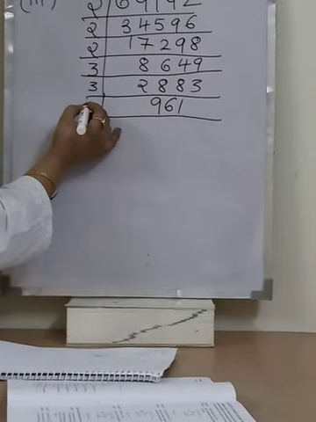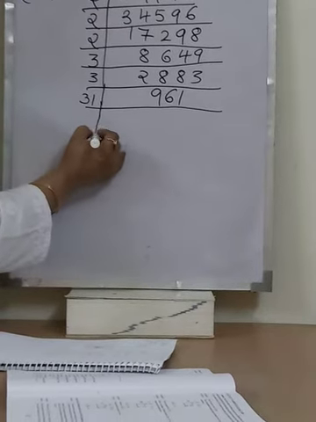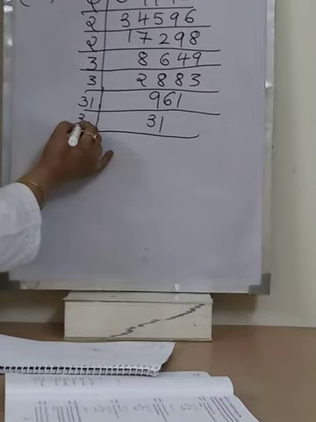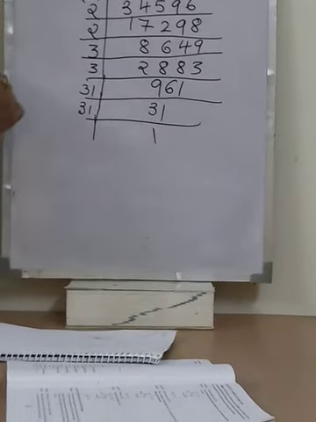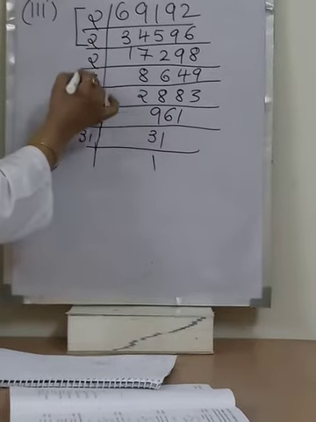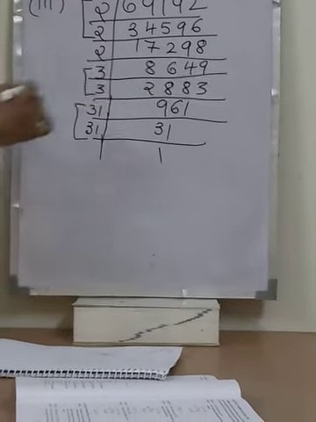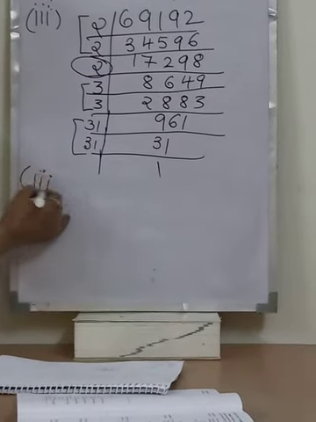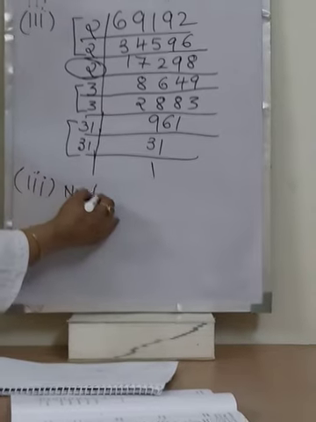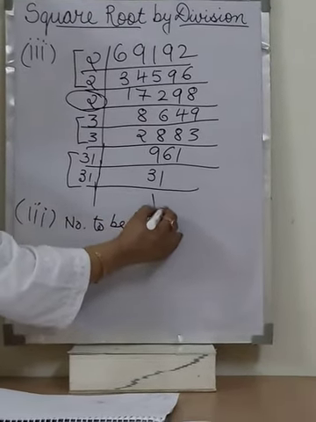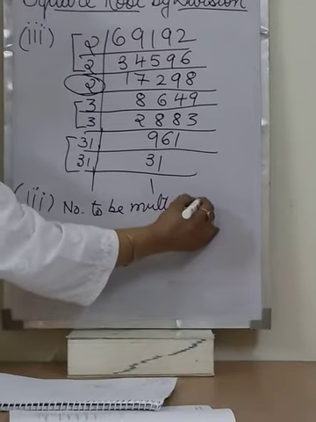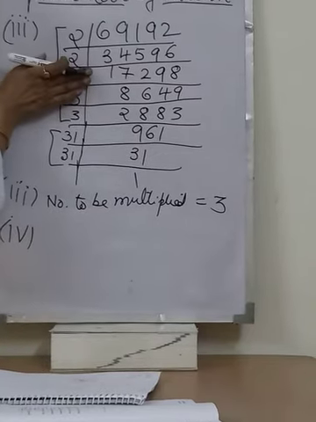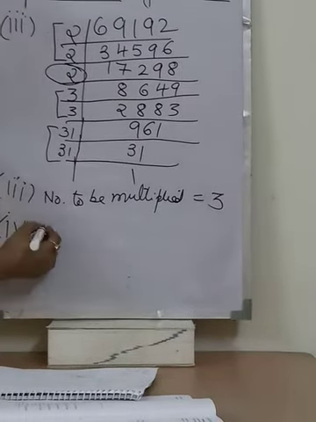We have learned the squares. We know 961 is the square of 31. That's why I am asking you to learn the squares up to 30. 30 squared is 900, so the nearest is 31. So we have done the prime factorization. Now I make the pairs. What is left unpaired? 2. Third part: what number must be multiplied? Number to be multiplied is 3. Fourth part, number to be divided. If I remove this 2, again it will become a perfect square.